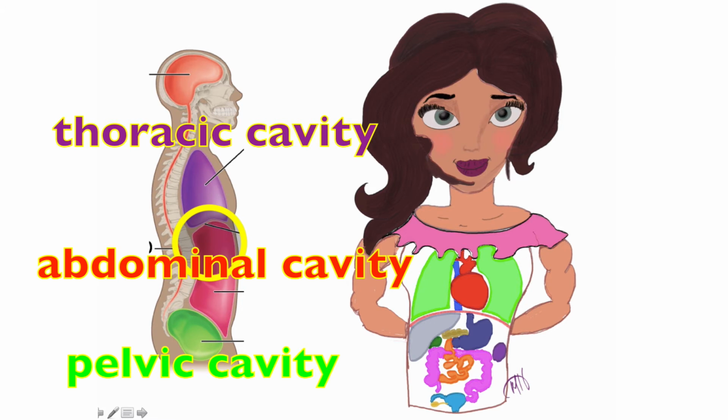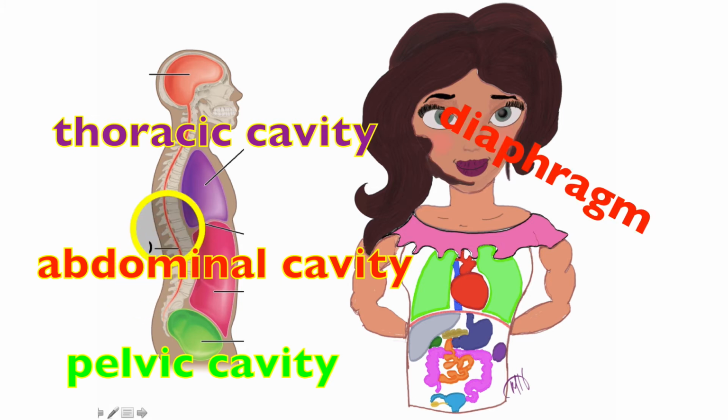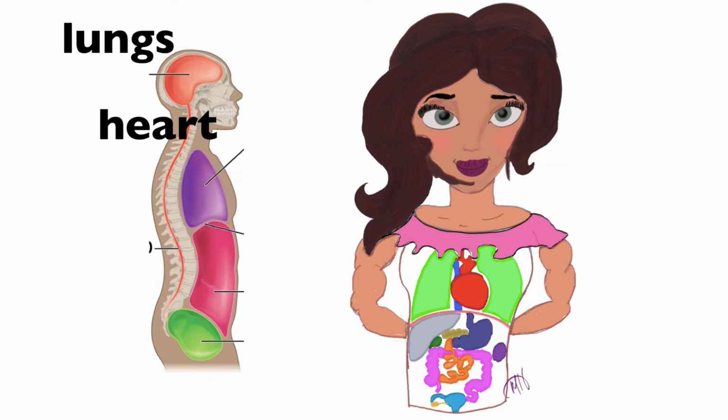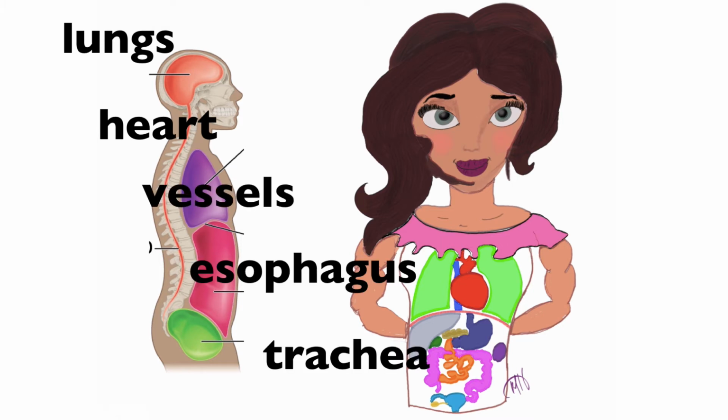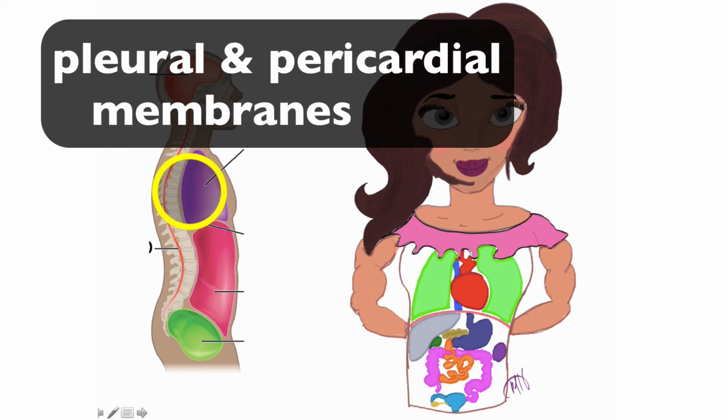Separating the thoracic cavity from the abdominal cavity right here is a muscle that we don't see, known as the diaphragm, that we'll see in the image to the right. Within the thoracic cavity, we find the lungs, the heart, some great vessels, the esophagus, and the trachea. All of those are covered by both pleural membranes and pericardial membranes. Once again, those are protective membranes around these organs. The abdominal cavity and the pelvic cavity are covered by a protective membrane known as the peritoneum.